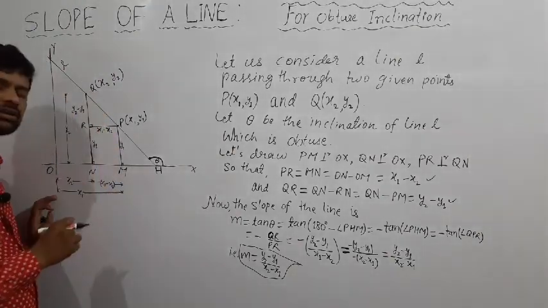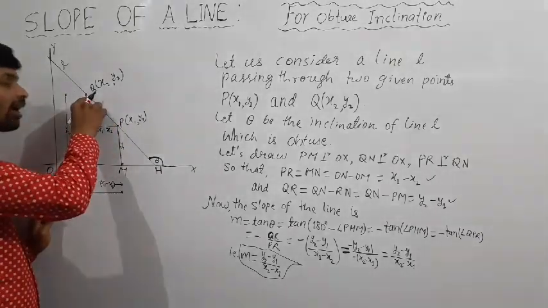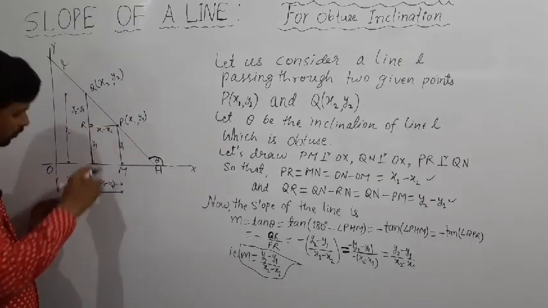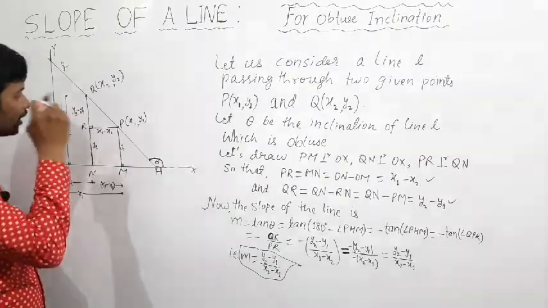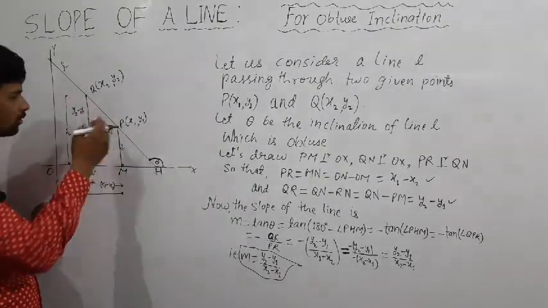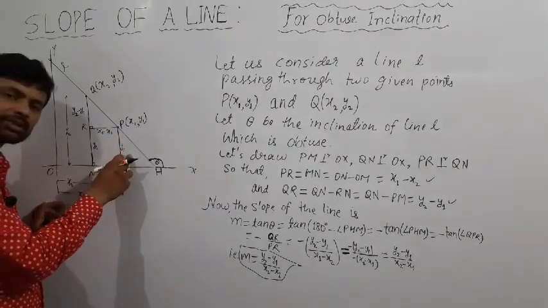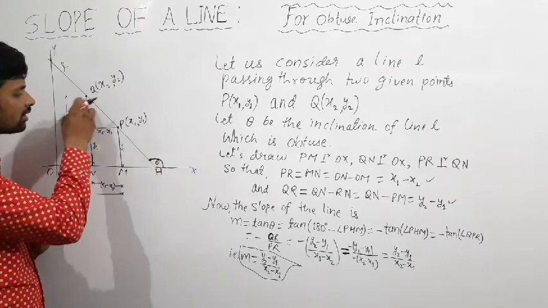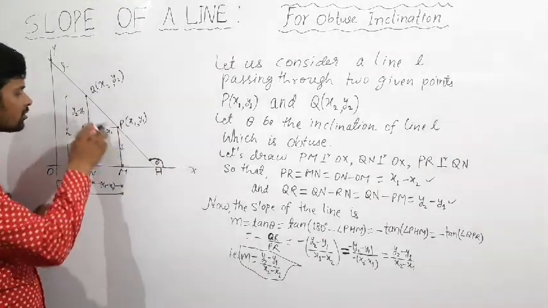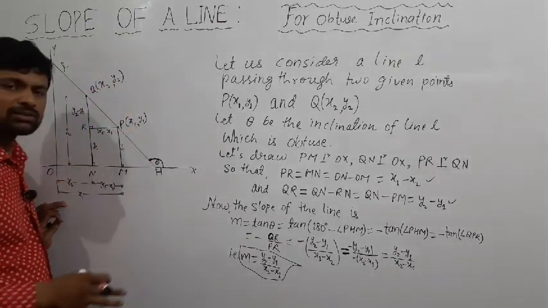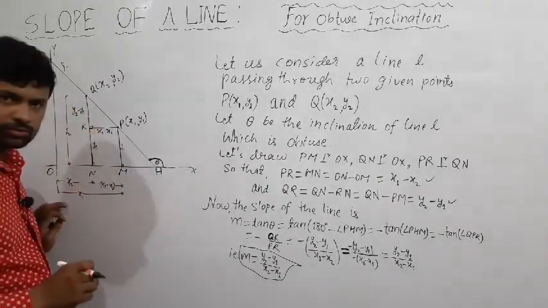What is the length of QR, which is the side of the right angle triangle PRQ? QR can be obtained by QN minus RN, and RN is equal to PM. So QR is equal to QN minus PM, that means y2 minus y1. Now we have both the lengths in the right angle triangle PRQ. Suppose the base is x1 minus x2, then the perpendicular is y2 minus y1. So the two legs of the right angle are x1 minus x2 and y2 minus y1.